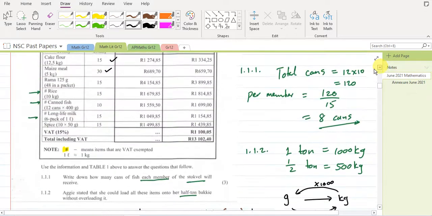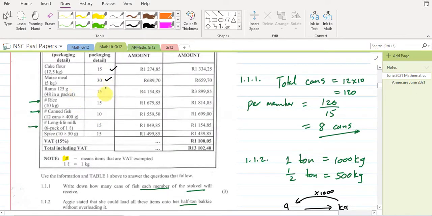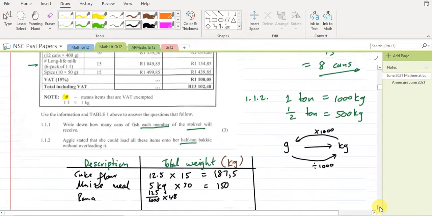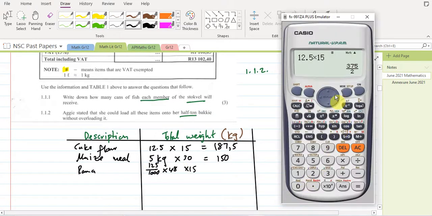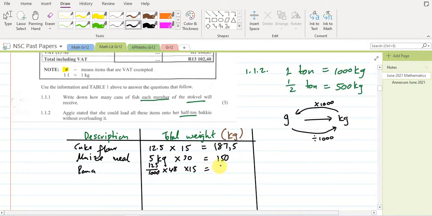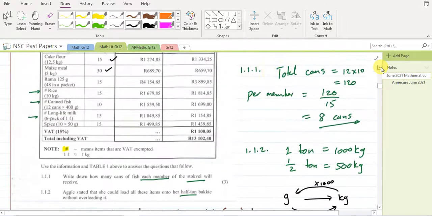Now there are 48 of them in the pack, and then what's the quantity you are buying? You're buying 15 packs of those, right? So times 15. So what we're going to do is 125 over 1,000, times 48 times 15. I'm getting this in kg, which is equal to 90 kg. So rama is done.